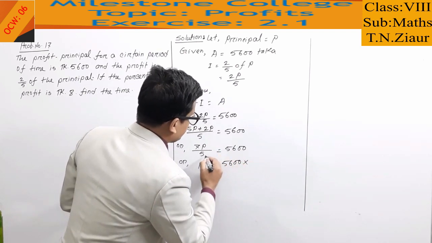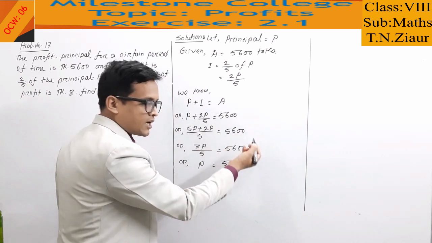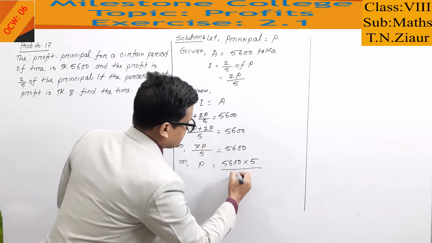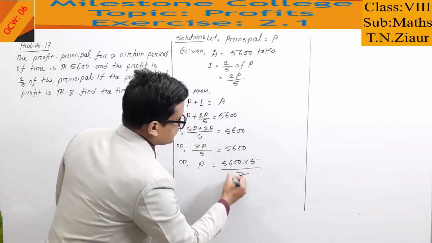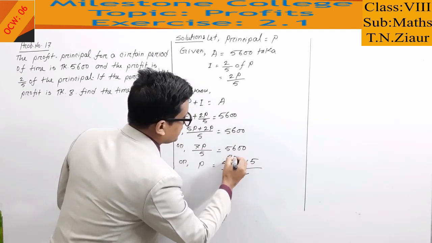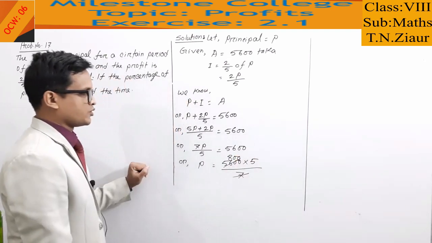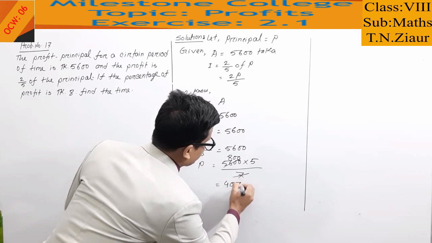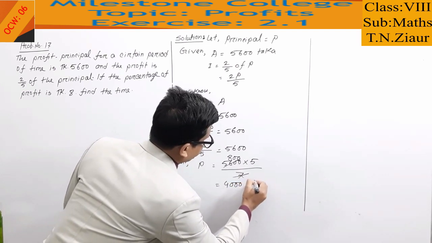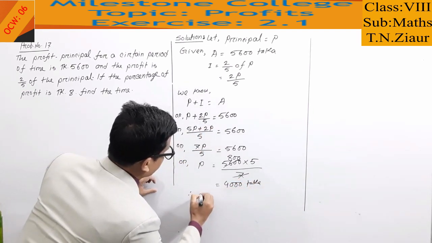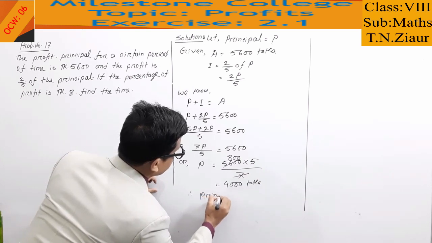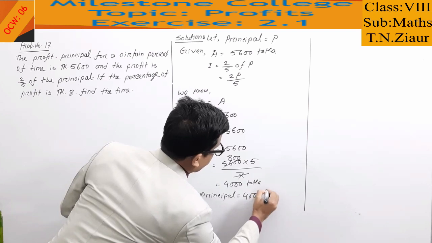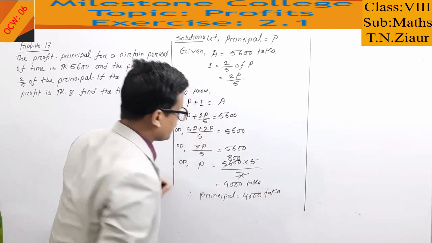5600 into this 5 is division, so if we take it to the right side, it will be multiplication, just write 5, and this 7 will be division. Just cut this one, 7 800s are 5600. So 5 8s are 4000 taka. Therefore we can write principal is equal to 4000 taka. Now we got the principal.